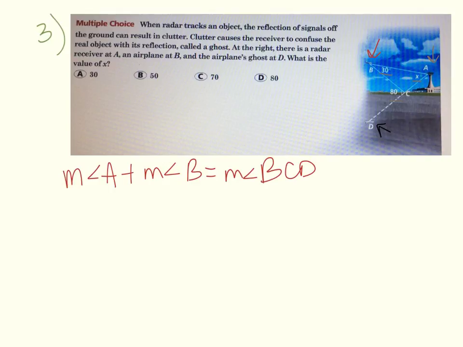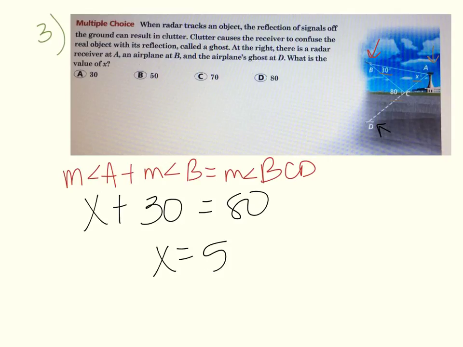The measure of angle A we don't know, so we were given that that's x. The measure of angle B was 30. And then the measure of angle BCD was 80. So we can solve for x by subtracting the 30, and you end up getting 50. So the answer to this question was B.